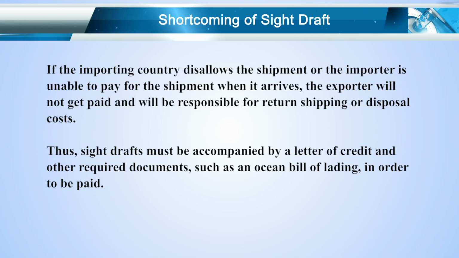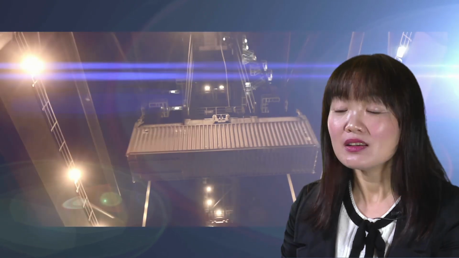Sight drafts are payable when presented, also known as bill at sight or demand draft. A shortcoming of sight draft is that if the importing country disallows the shipment or the importer is unable to pay for the shipment when it arrives, the exporter will not get paid and will be responsible for return shipping or disposal costs. Sight drafts must be accompanied by a letter of credit and other required documents, such as ocean bill of lading, in order to get paid.